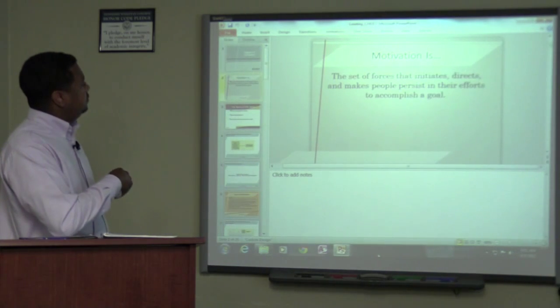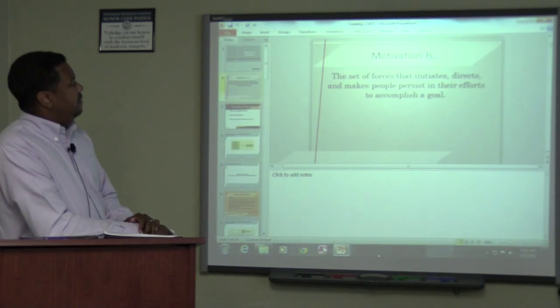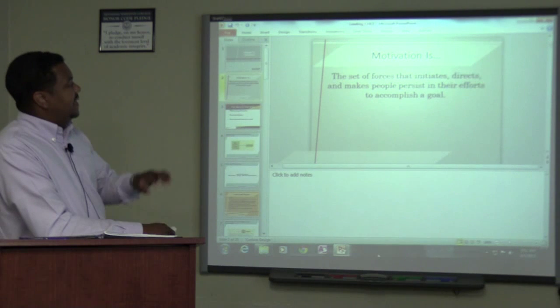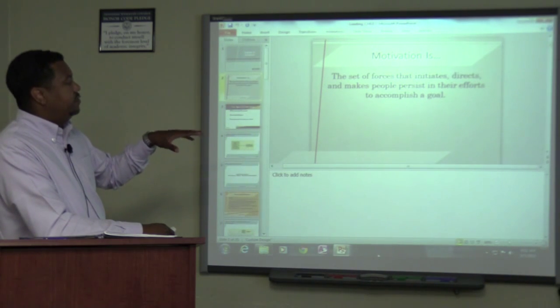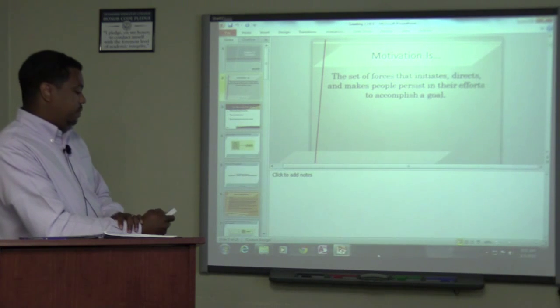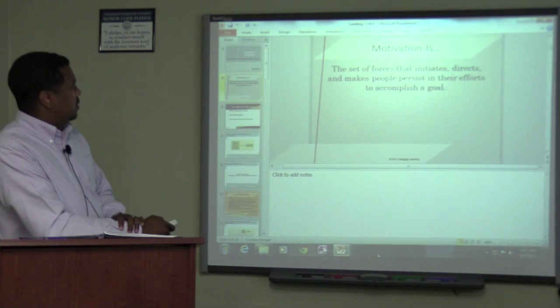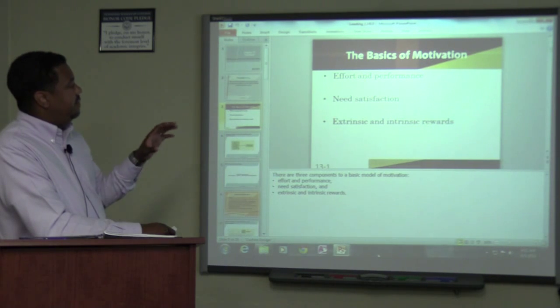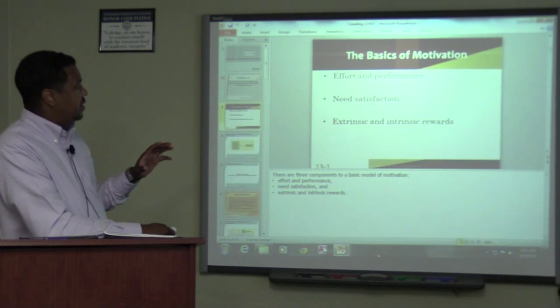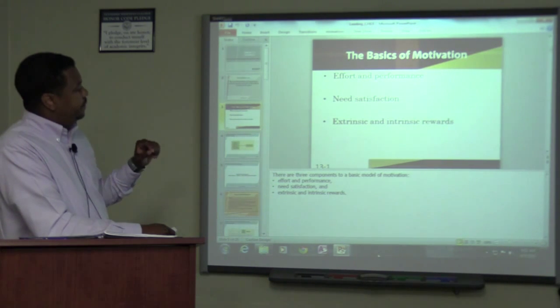Okay? So we see here that motivation is a set of forces that initiate, direct, and make people persist in their efforts to accomplish their overall goal. So the basics of motivation include these three following concepts: effort and performance, need and satisfaction, extrinsic and intrinsic rewards.